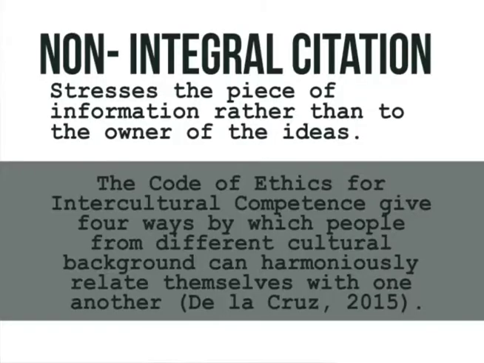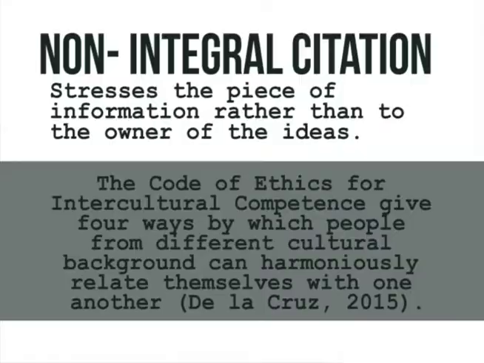While in non-integral citation, you stress the piece of information rather than the owner of the ideas. Kung sa integral citation, you emphasize the author, in non-integral citation, you emphasize the piece of information rather than the author. Example, the Code of Ethics for Intercultural Competence gives 4 ways by which people from different cultural backgrounds can harmoniously relate themselves with one another. De la Cruz 2015. So here, the name of the author is placed on the last part of the sentence. While in integral citation, you mention first the name of the author before you put in your piece of information. So those are the two types or the two styles of citation.